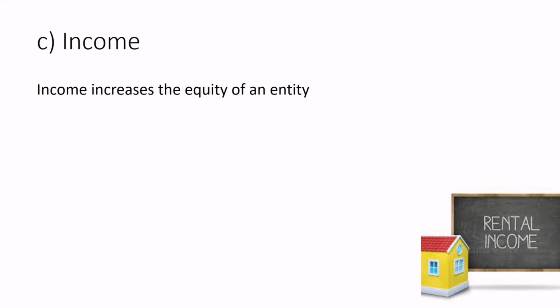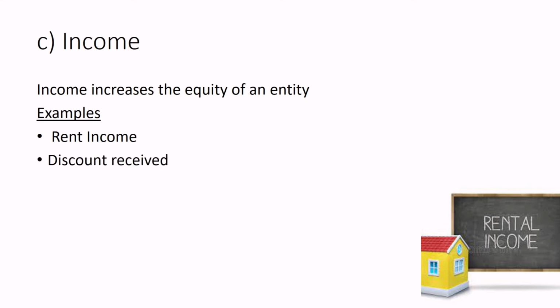The next element is income. Income increases the equity of an enterprise. Examples of incomes are rent income, and I want you to note this. This is rent income. So it means now we have properties that we've rented out, and therefore we are receiving money because of rentals. So therefore, it's rental income or rent income. Discount received, whenever we purchase and we receive discount, that's income towards our business. Sales, whenever we sell, that's income to our business. Commission income.